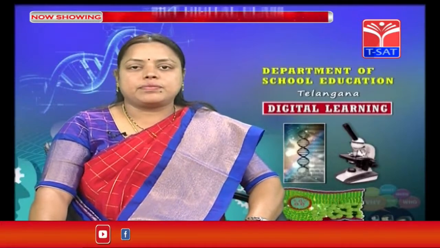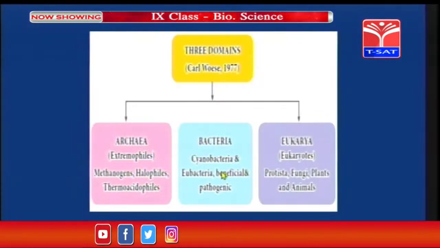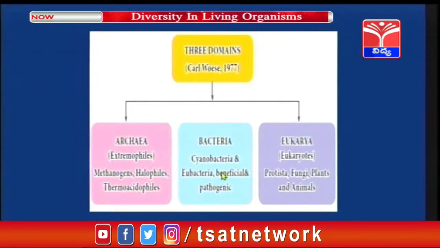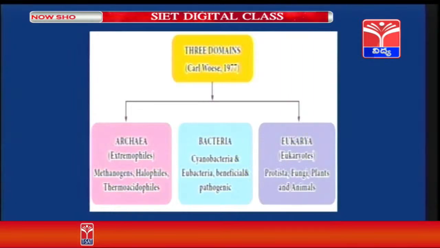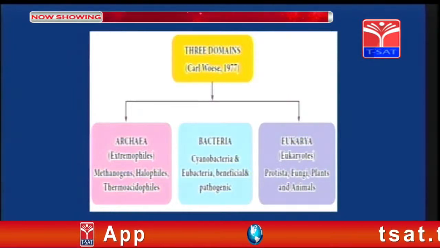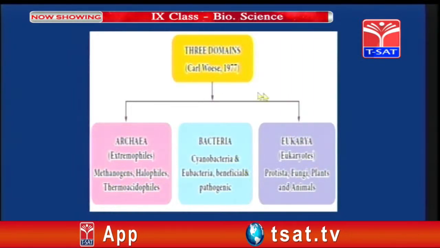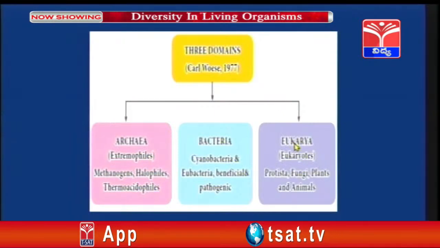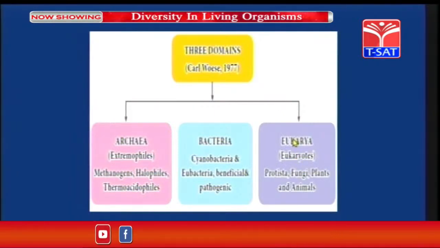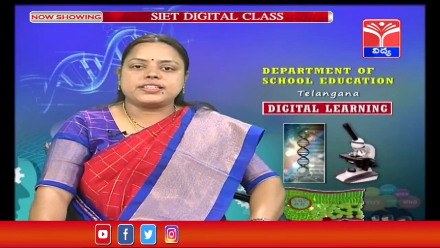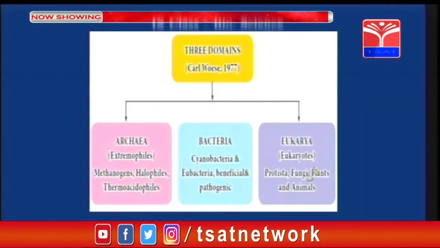Next, bacteria. We all know cyanobacteria, because the other name for cyanobacteria is blue-green algae. So, eubacteria and cyanobacteria, which are also beneficial to us, come under bacteria. In Eukarya, the eukaryotes are considered in this domain. They are Protista, fungi, plants and animals.